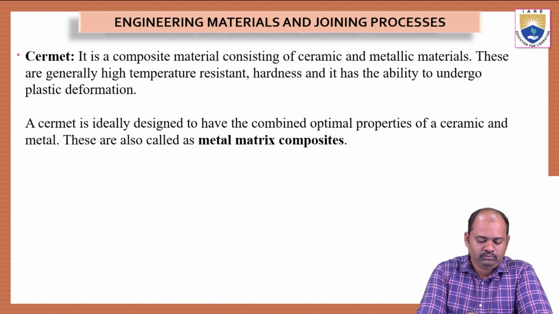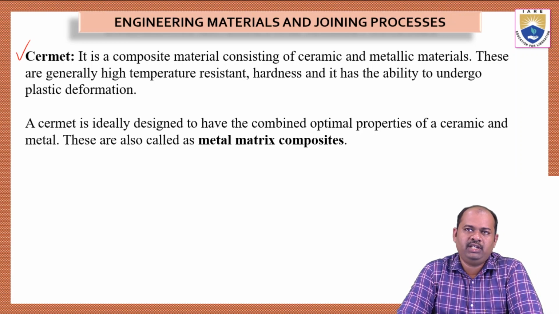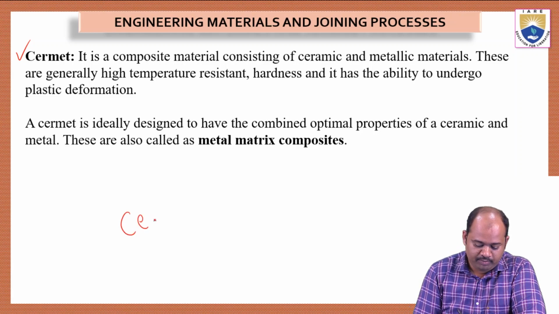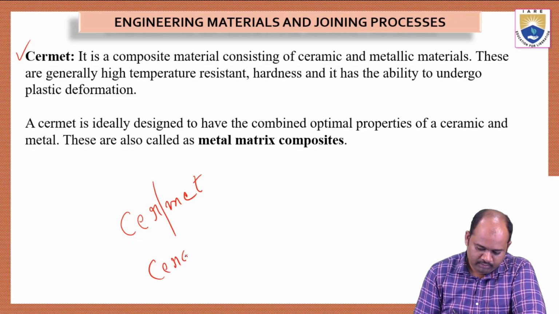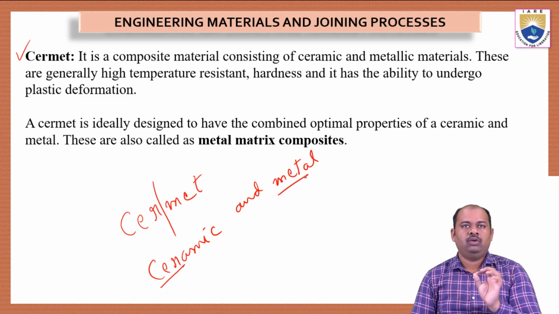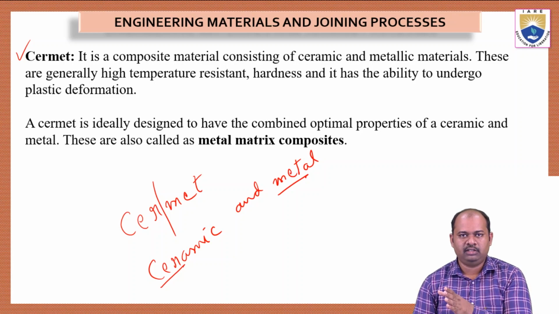And then we are going to study Cermet. So what is a Cermet? It is a composite material consisting of ceramic and metallic materials. It is a combination of ceramic and metal. The name itself shows that. So it is combinedly called Cermet. Cermet is a composite material which is made up of ceramics and metals.